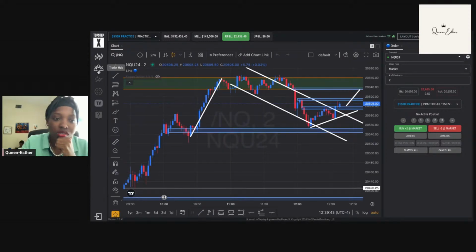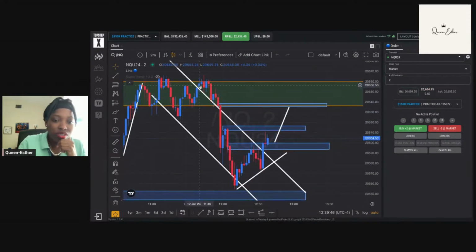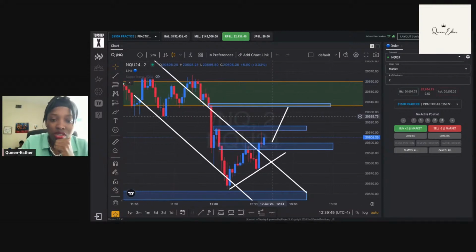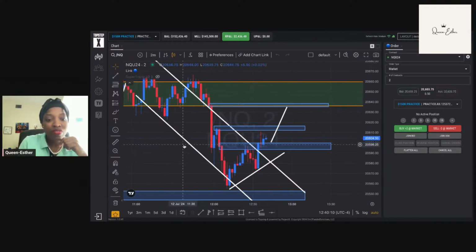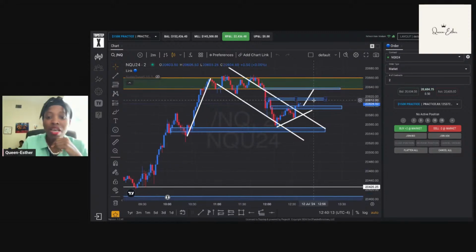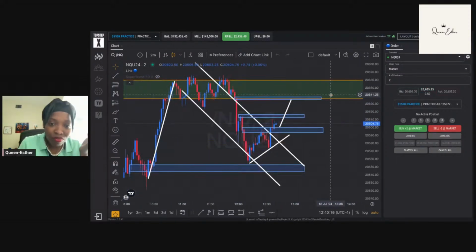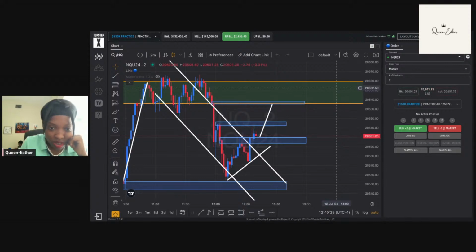Because let's see if Queen-Esther, I was right, but let's see how far it's gonna go. All right. That's called a breakout. My strategy is my strategy. I know they call it breakout and all that, but I mix a lot of things. All right. That's the double bottom, right? And that's my flag pattern with the breakout. And that's my trend line. Like that's a lot of confirmation for one trade. Okay. So let's see what the market is doing.